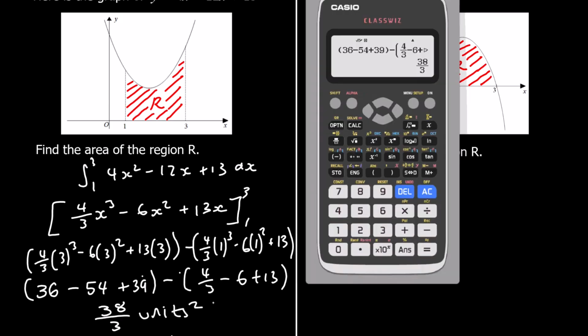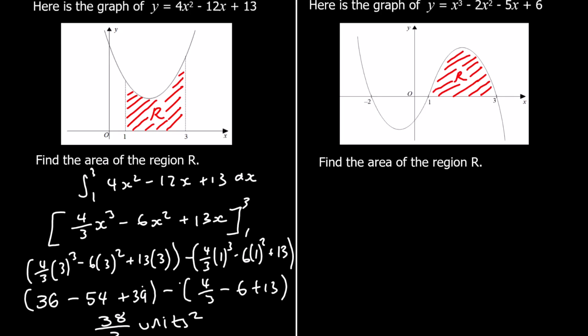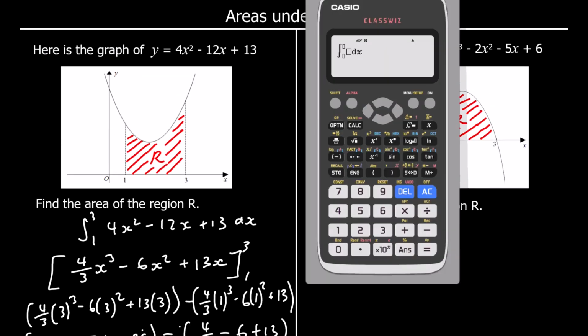I'll check my answer. So I've got 4x squared minus 12x plus 13. And that's between 1 and 3. So 38 over 3.